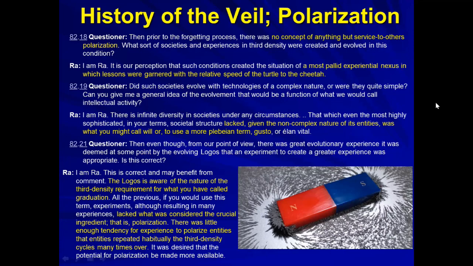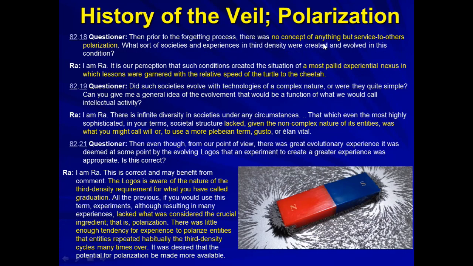So Don asks, let's move that up a little bit. Then again, this is in 82 as well. Prior to the forgetting process, so before that happened, there was no concept of anything but service to others polarization. What sort of societies, experiences, and third density were created and evolved in that condition?